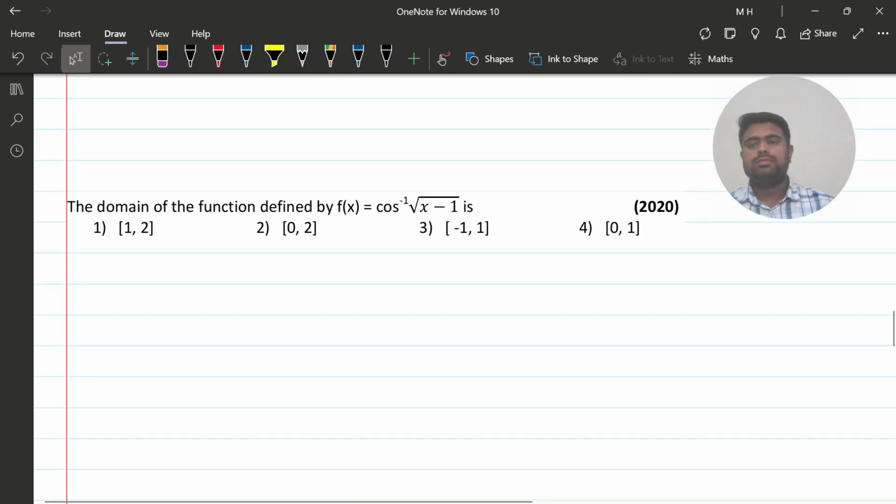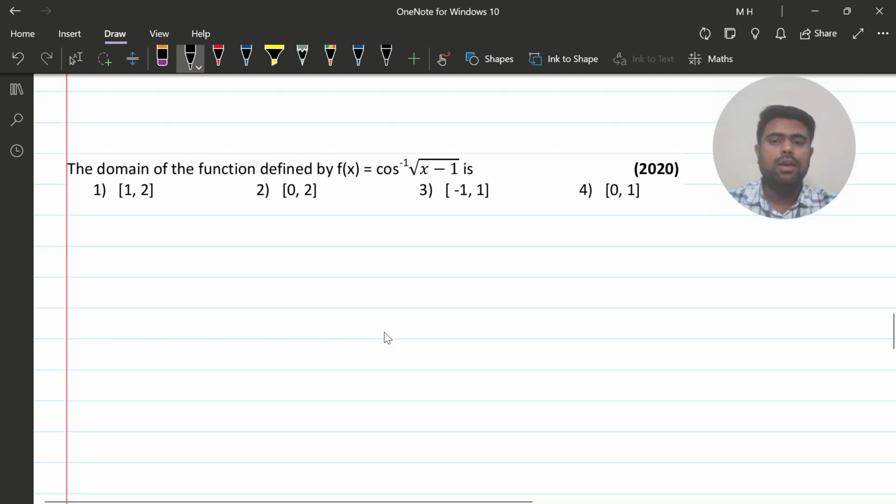The next question says the domain of the function defined by f of x is equal to cos inverse root of x minus 1. I had told you while doing the chapter relations and functions that whenever we have to find the domain, there were two fundamental conditions. One is in the denominator we should not get 0, and whatever is under the root must be non-negative.